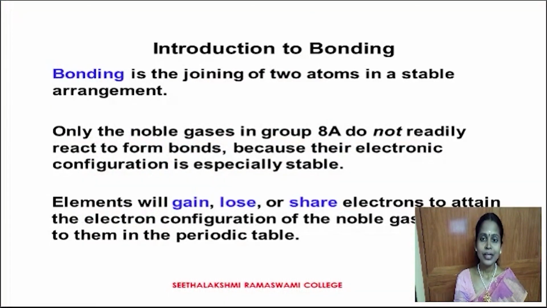Bonding is defined as the joining of two atoms in a stable arrangement. Only the noble gases in group 8A do not readily react to form bonds because the electronic configuration is especially stable. Whereas all the other elements will gain, lose or share electrons to attain the electronic configuration of the noble gas which is closest to them in the periodic table.